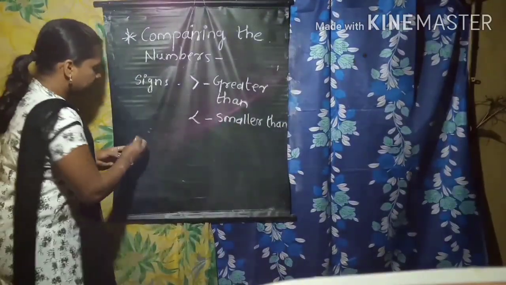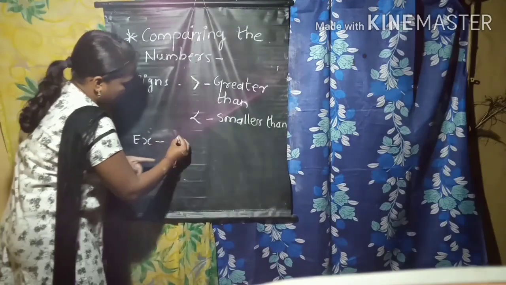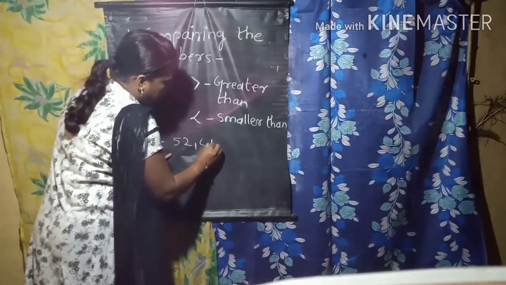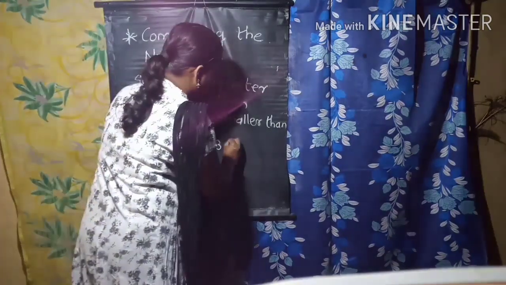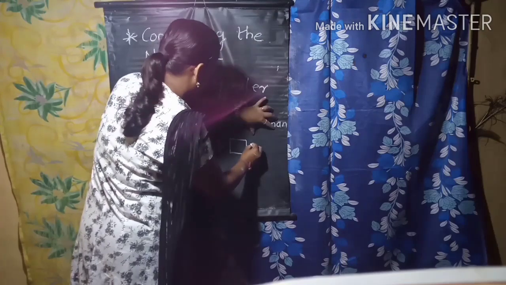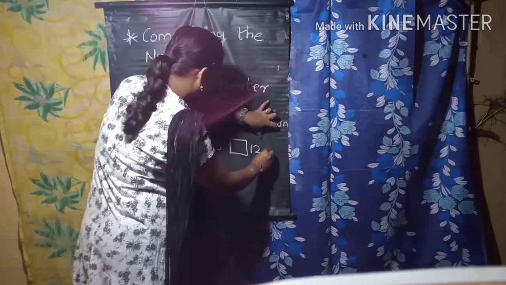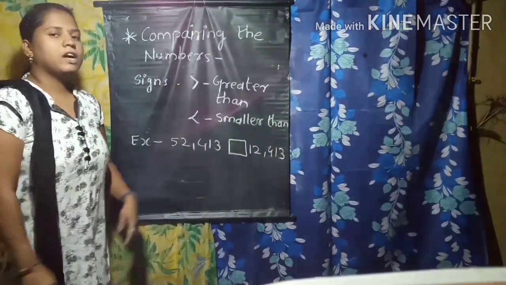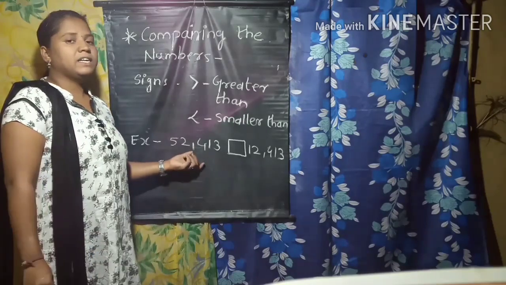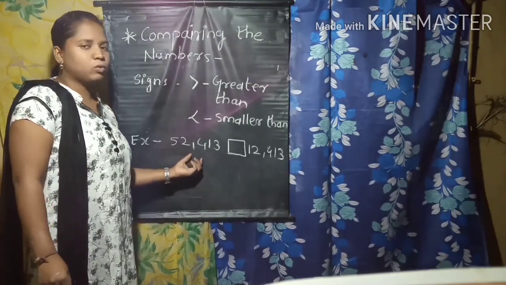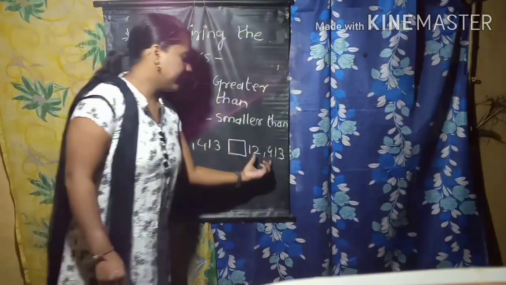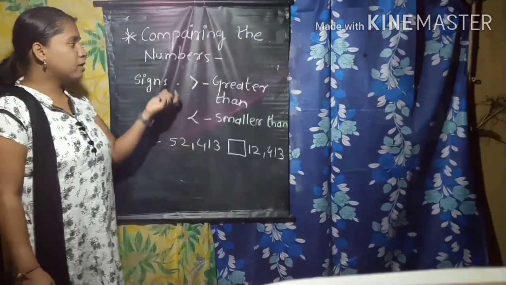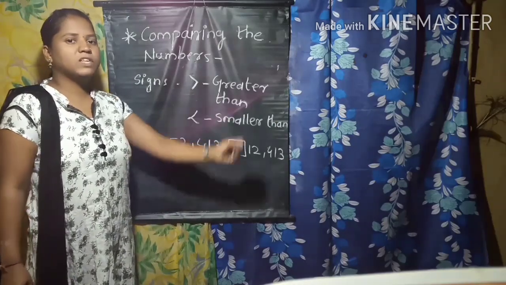So let us take one example. I am going to take 5-digit numbers. Okay, now see here, I have taken 5-digit numbers. The first number is 52,413 and the second one is 12,413. So now we have to compare these numbers, which one is greater and which one is smaller.